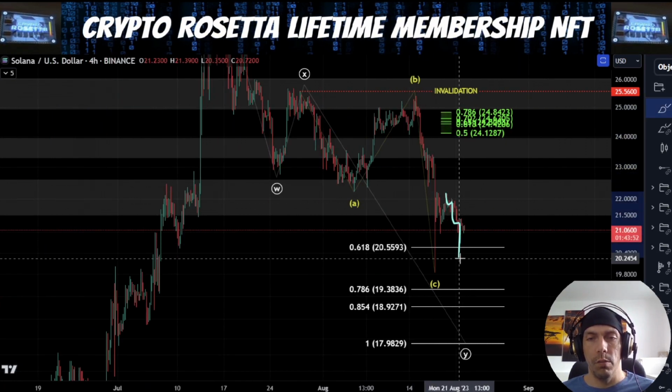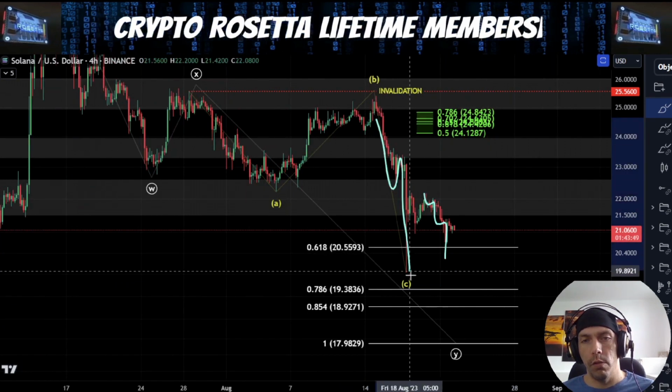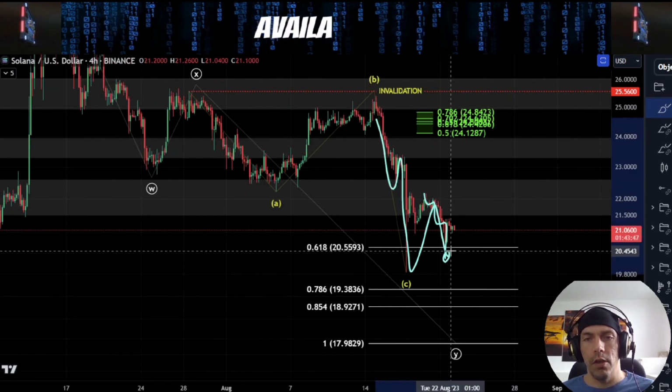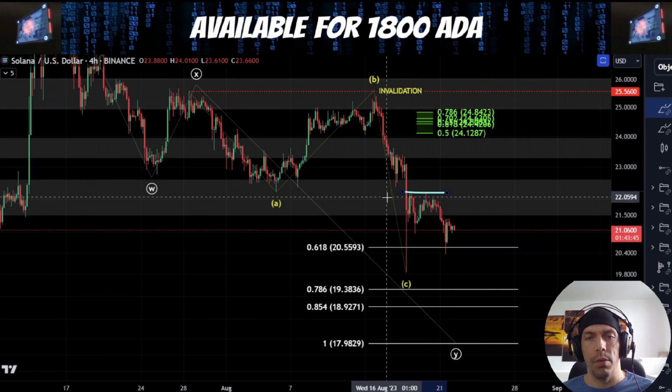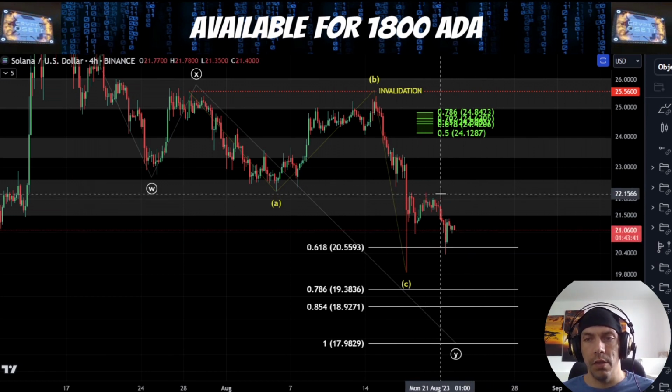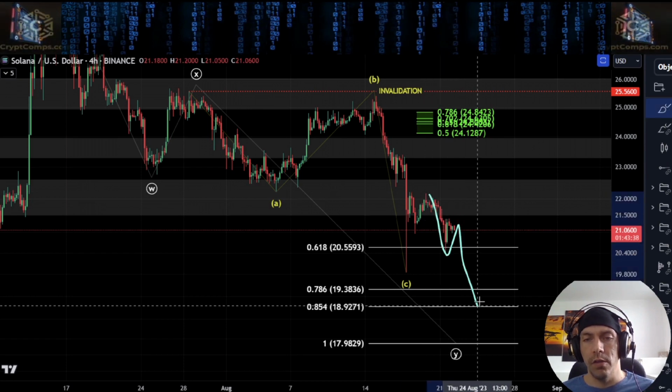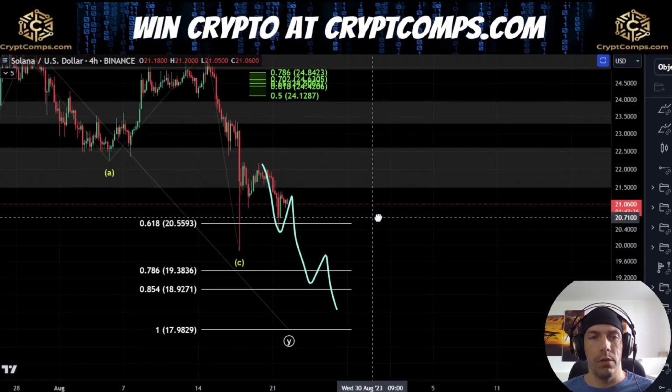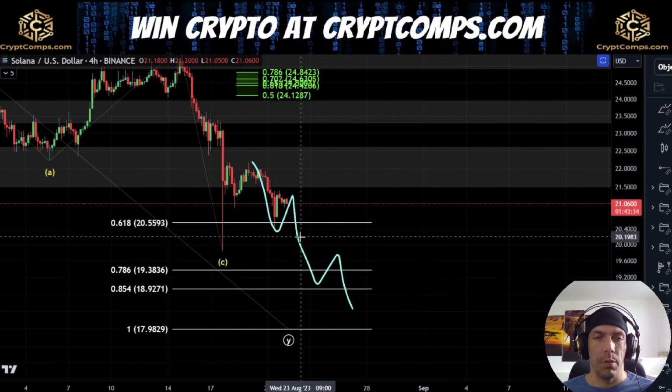It is possible that this move could complete as 1, 2, 3, 4, and 5 with a truncation, but we'd have to see price breaking back above these levels for confirmation of that. Until we actually take this high, particularly this 22.17, there is still potential to see price continuing to the downside here, looking for some of these lower targets.